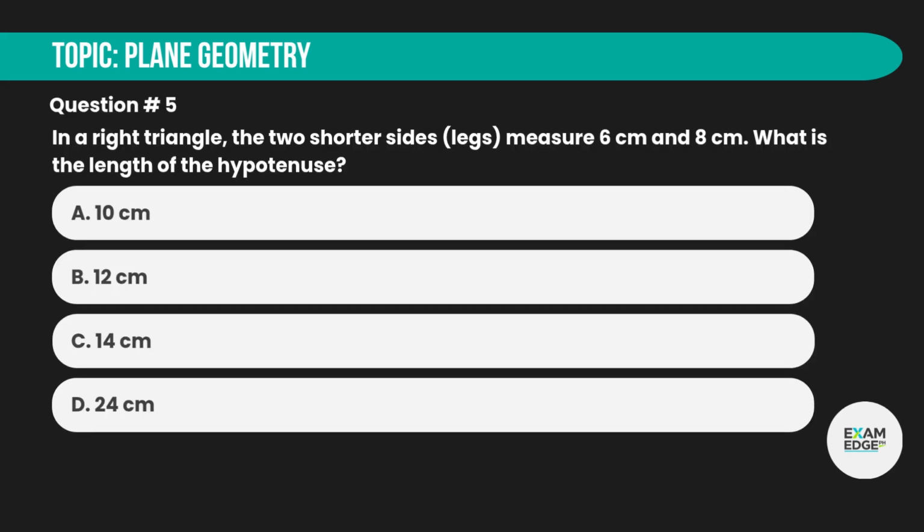Question number 5. In a right triangle, the two shorter sides, legs, measure 6 centimeters and 8 centimeters. What is the length of the hypotenuse? A. 10 centimeters. B. 12 centimeters. C. 14 centimeters. D. 24 centimeters.